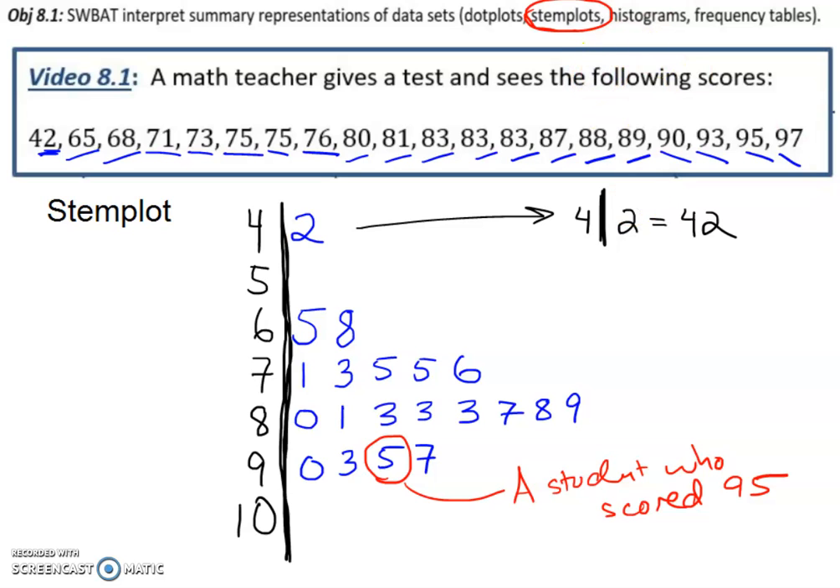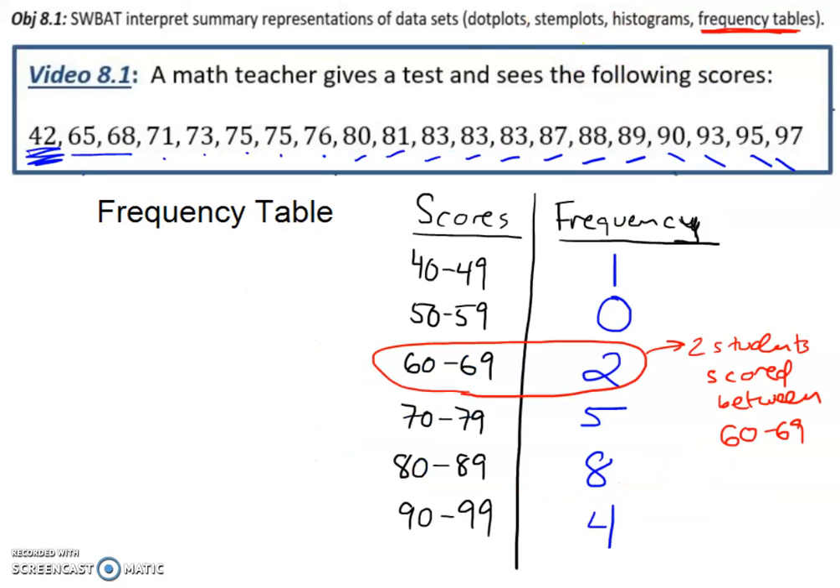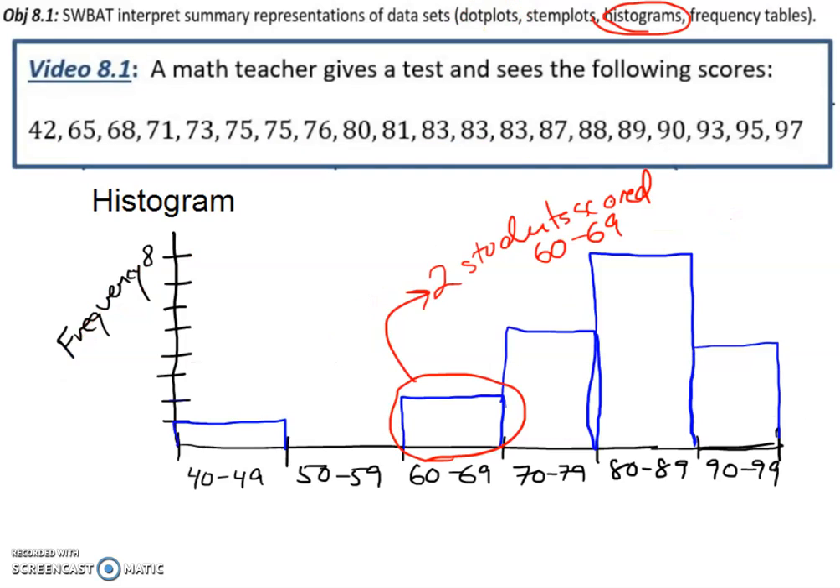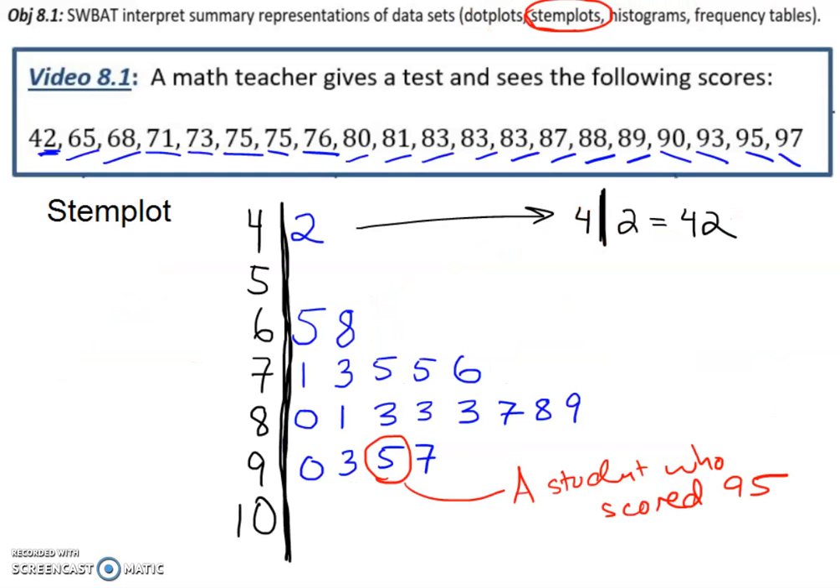And that is it. For a recap, we've got frequency tables, dot plots, histograms, and stem plots, all ways of showing a picture of this data.